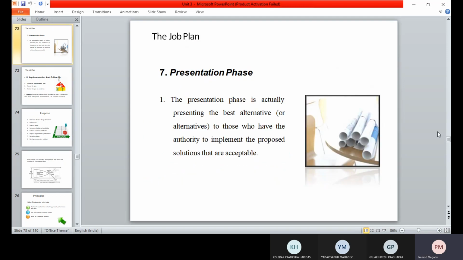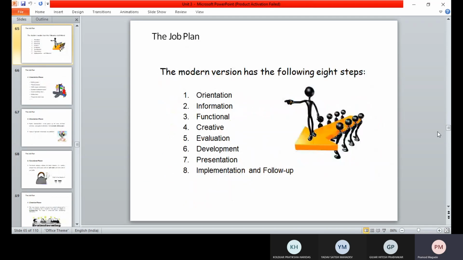So I hope you get clear up to this. These are the steps 1 to 8. Is it clear?